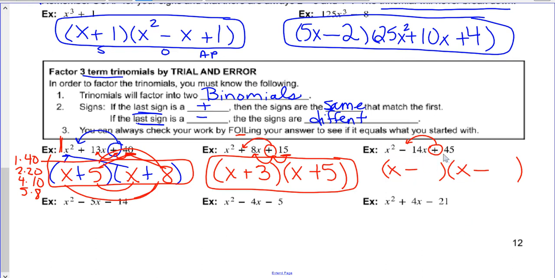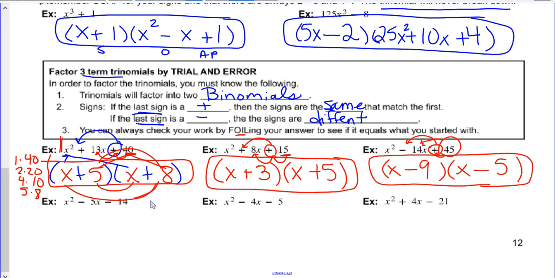And now, again, I have a 1 in front. I can ask myself, what do I multiply to get 45 that I add to get 14? I'm really hoping you're telling me 9 times 5. If you did, you are correct. Again, I can put a 5 here and a 9 here. It doesn't matter the order, just as long as you have both of them. Okay? All right, very good.